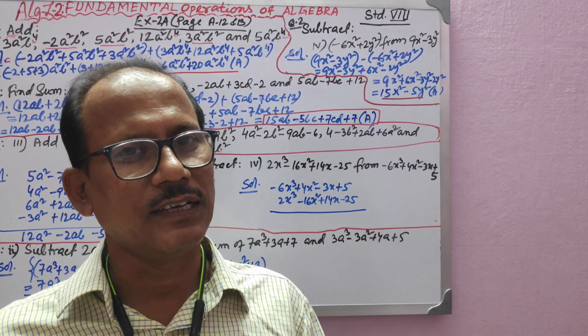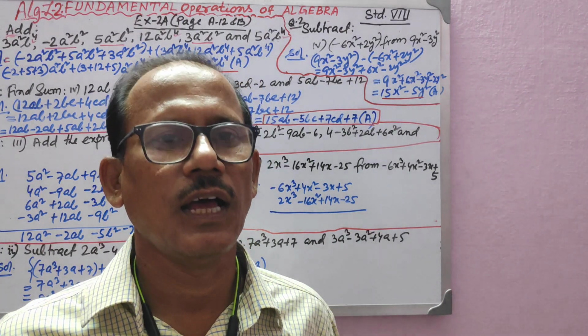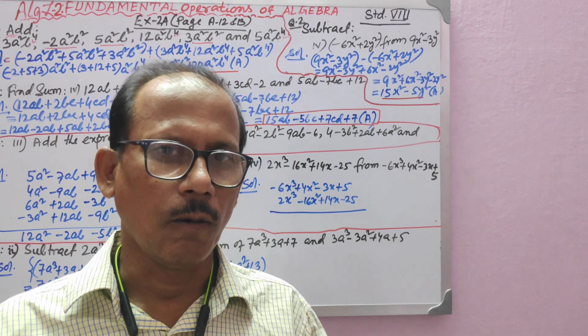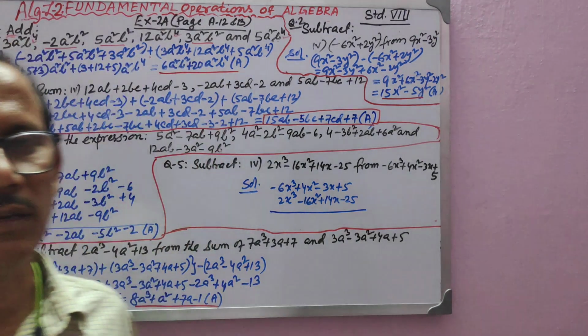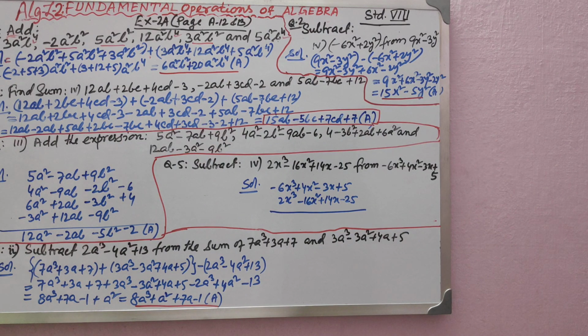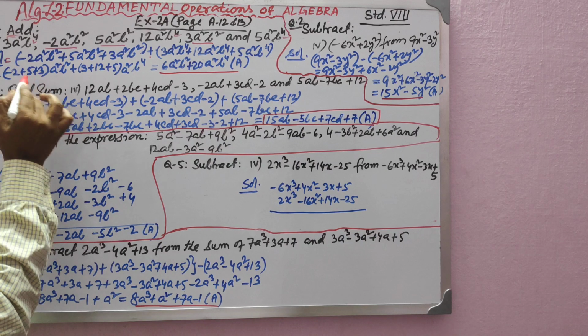Unlike terms, addition or subtraction will be written with its sign only. There is no operation by doing the numerical coefficients. The simplification is not needed for unlike terms. Could you understand me? Now see, in this, I have picked again what you have done.